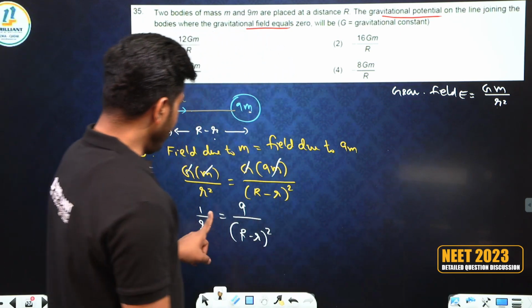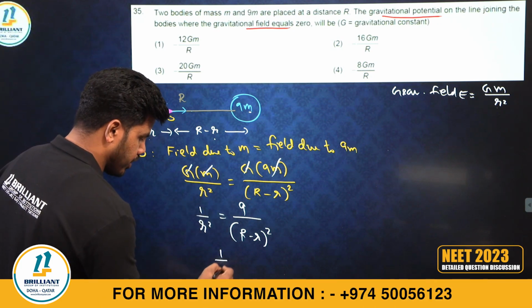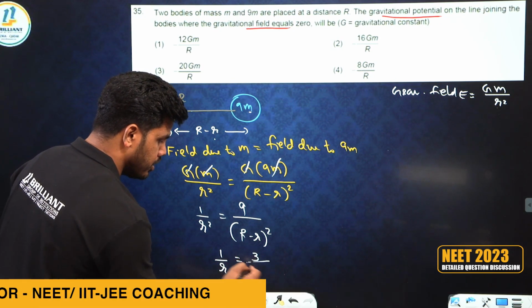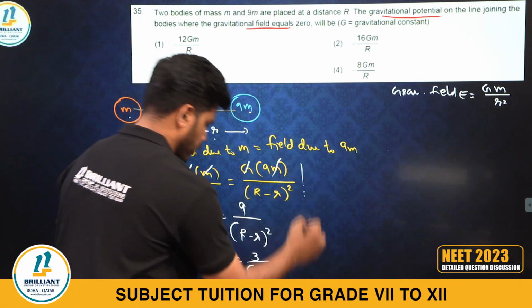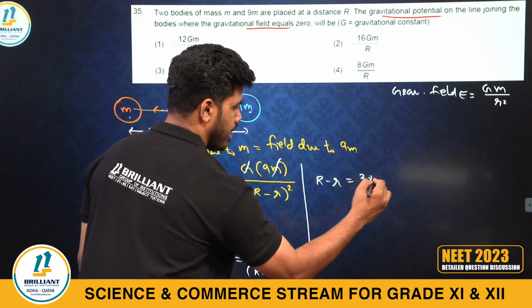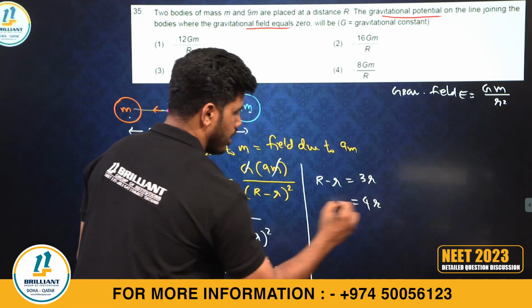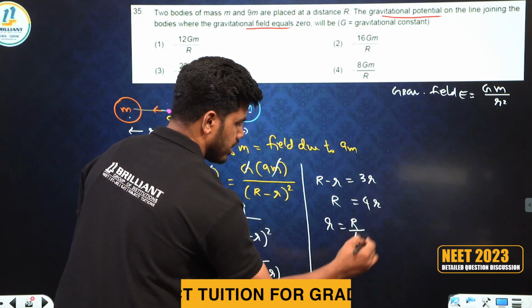Look at this. All of them are perfect squares, so I'll take the square root on either side. 1 by r is equal to 3 divided by R minus r. We cross multiply now. R minus small r is equal to 3r, or 4 small r is equal to capital R. Small r is going to be R by 4.